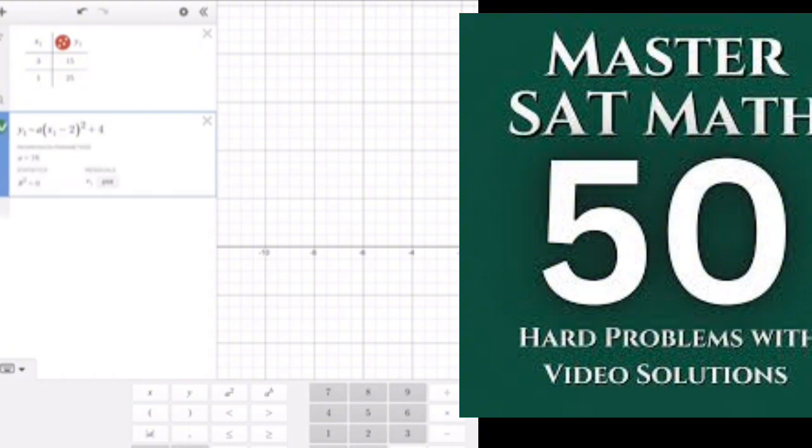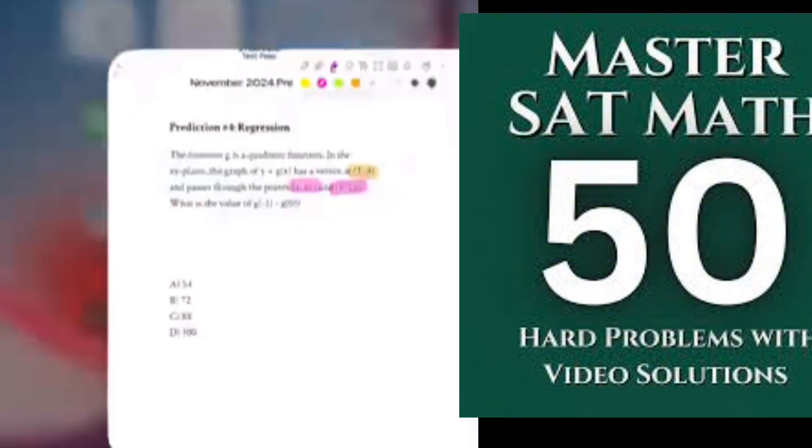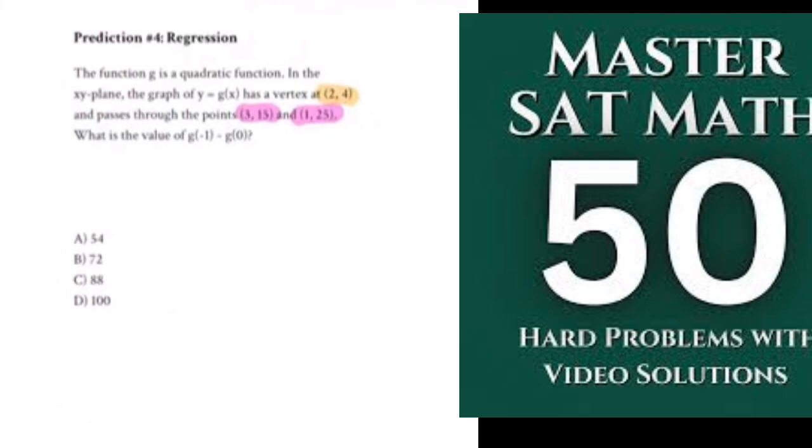Okay, so what they asked for was, and let's go back to the problem so you guys can see it. They wanted to know the value of g of -1 minus g of 0, okay? So remember, whatever's in the parentheses when you're reading function notation, that's your x value. So basically, they want to know the y. So what is y when x equals -1? That's essentially what that's saying.